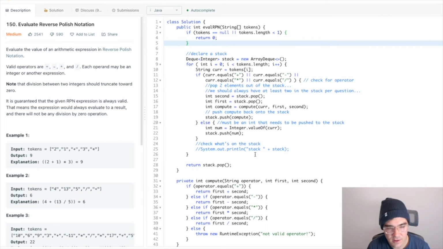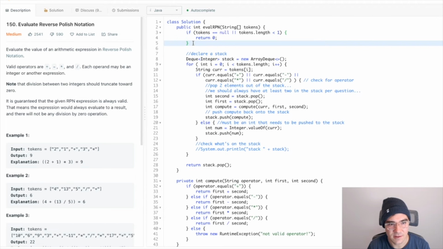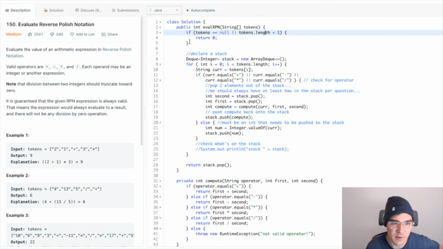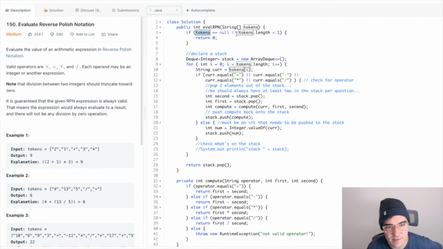Let's go through the code, and I'll quickly go through it. It wasn't too difficult, at least for me. Hopefully it makes sense to you. All right, so at the top here, for the tokens, we need to check if it's null or the token length is less than 1. We don't really need to do this actually, but it's always good practice to do some data validation at the beginning of your algorithm, because it does say here it's guaranteed to give a valid one, so you're never going to get something that's null here. But some Leetcode questions want you to check for this, so always good practice.